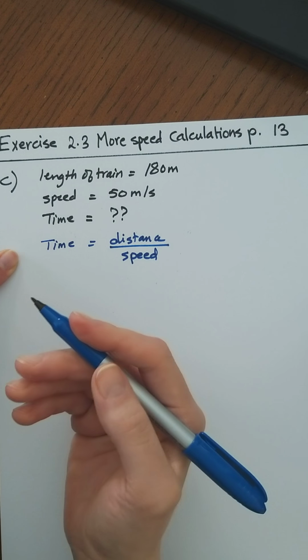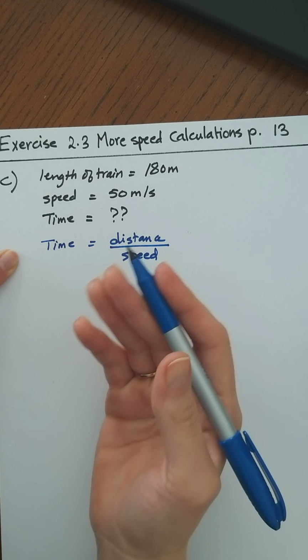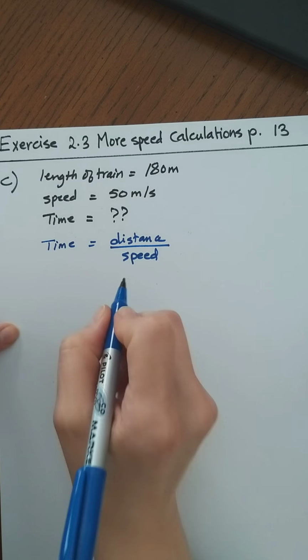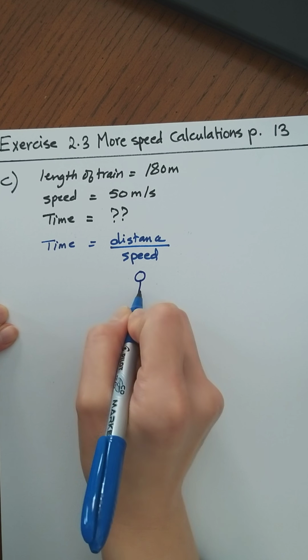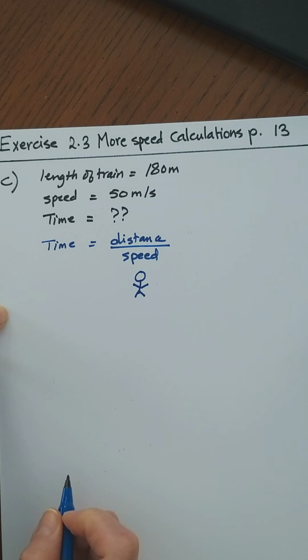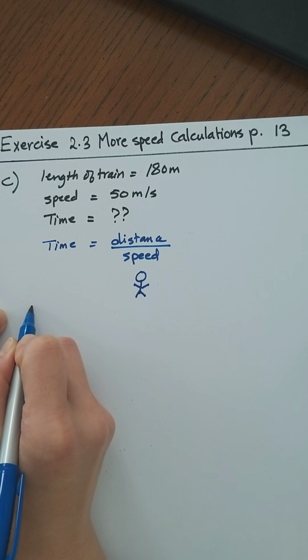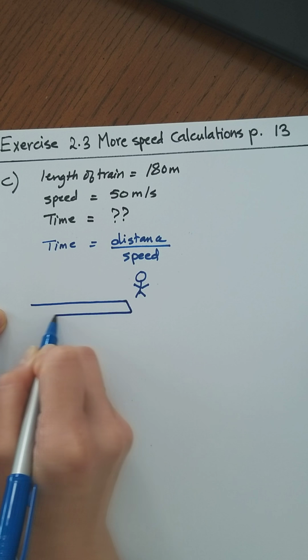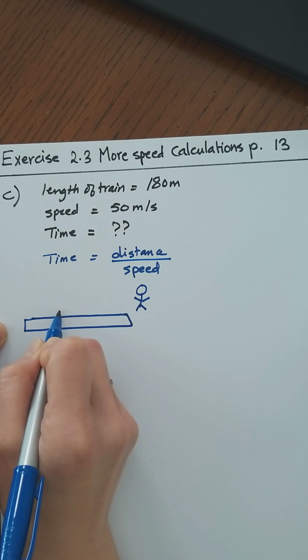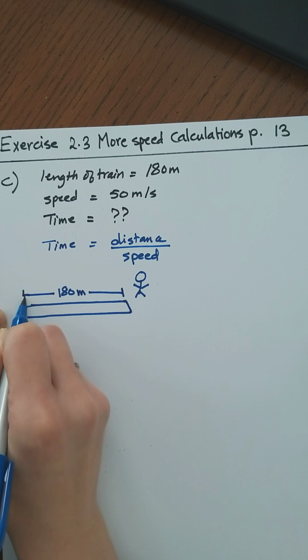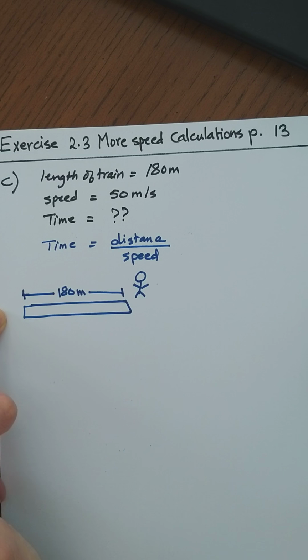But what's the distance that this train is going to travel in order to fully cross this person? So we have this person here. He's standing at a cross level. We need to calculate the time needed for a train that's 100 meters long to fully pass by this person.